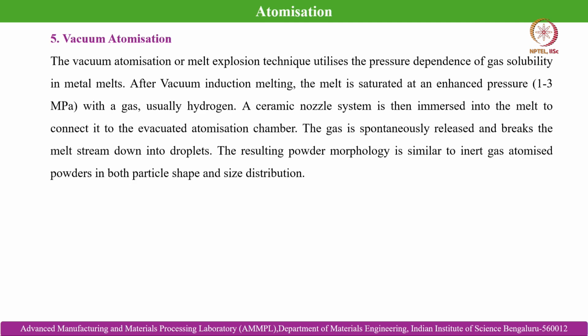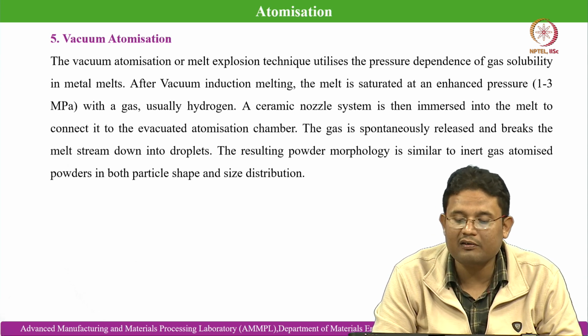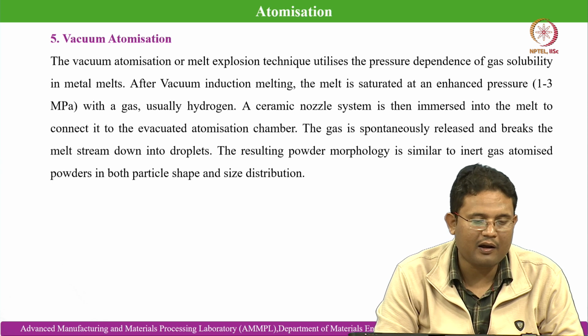And then after we discuss the centrifugal atomization, we will move now into the vacuum atomization technique. So, the vacuum atomization or melt explosion technique utilizes the pressure dependence of gas solubility in metal melt. So, after vacuum induction melting, the melt is saturated at an enhanced pressure, around between 1 to 3 MPa, with a gas, usually hydrogen, and then a ceramic nozzle system is immersed into the melt to connect it to the elevated evacuated atomization chamber. The gas is spontaneously released and breaks the melt stream down into droplets.